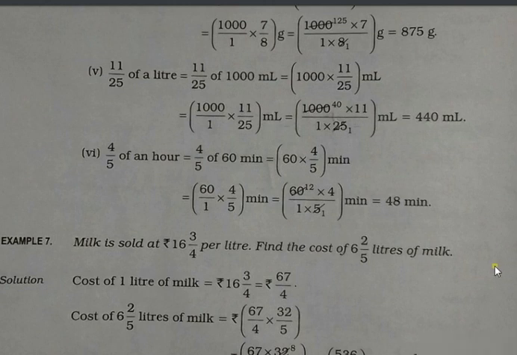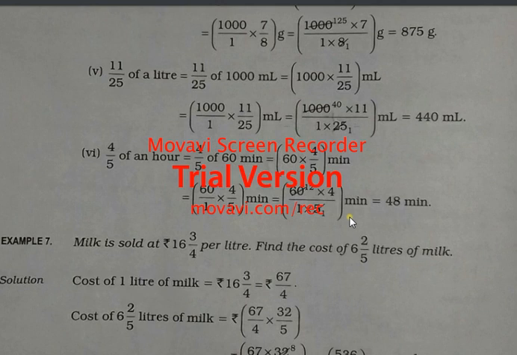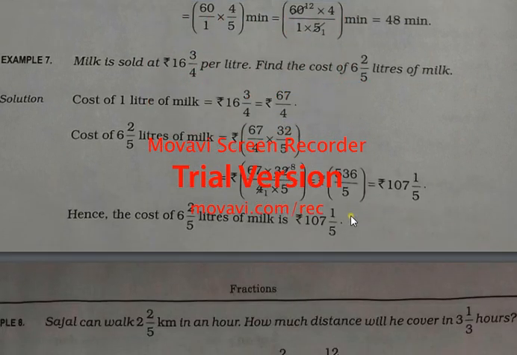So it becomes 12 into 4, 48, and below there is 1, so 48 minutes. If the denominator below is 1, there is no need to write it. Okay. Now we will move towards example 7, as you can see over here.